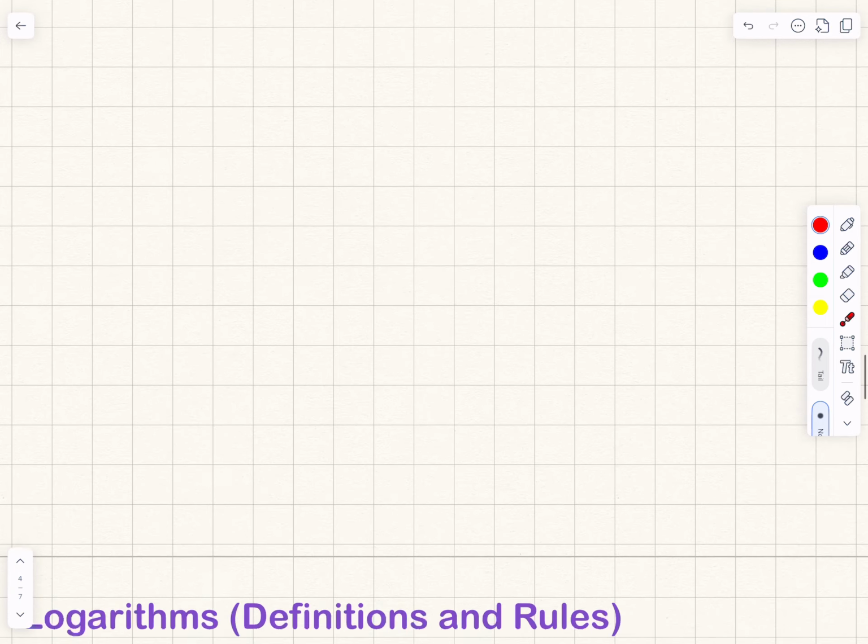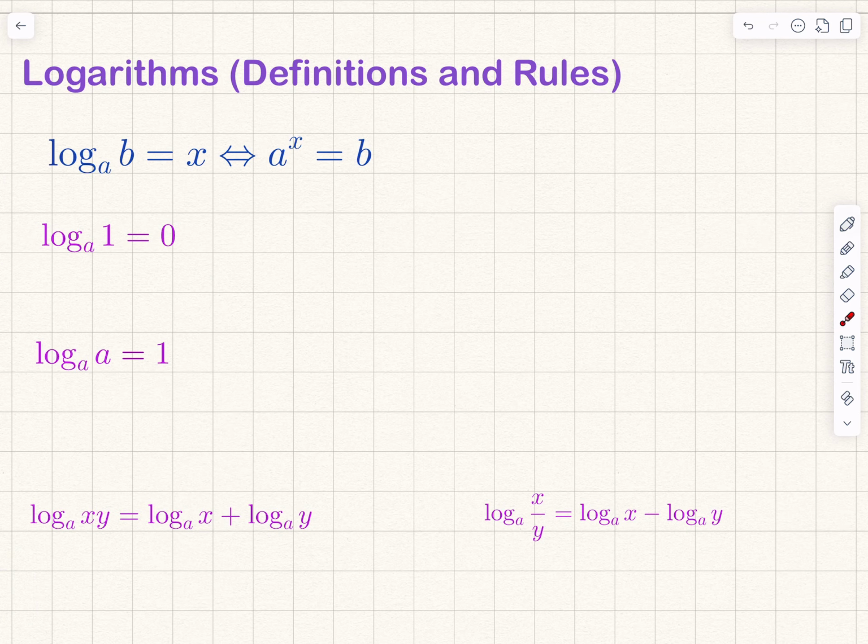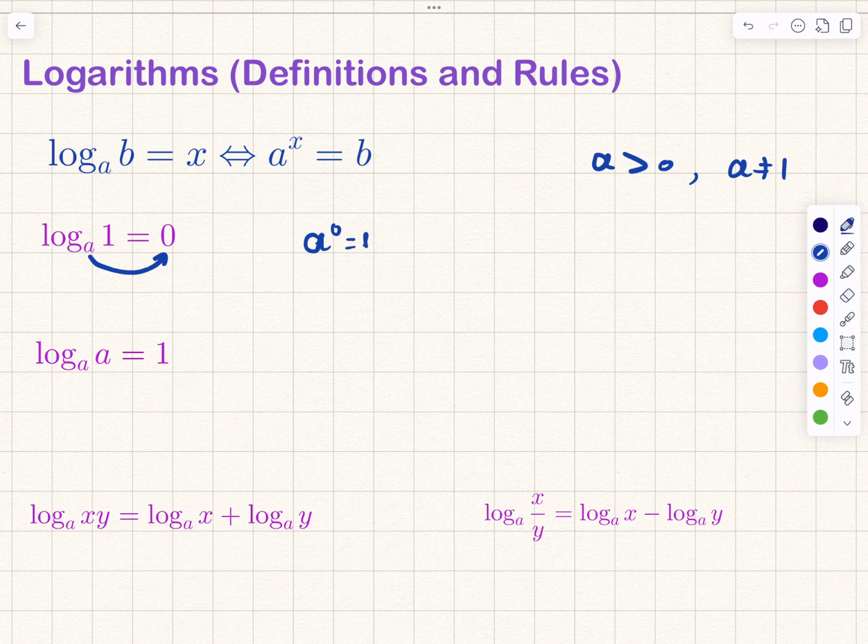Now let's move on to the properties. First, log of 1 with any appropriate base. The base in logarithms must always be bigger than 0 but not 1. This is by definition: this base a is always positive but not 1. So here log of 1 is always 0 because, no matter what a is, a to the power of 0 will be 1. So for example, log base 7 of 1 will be immediately 0. Now here log base a of a will be 1 immediately, because a to the power of 1 will give you a.